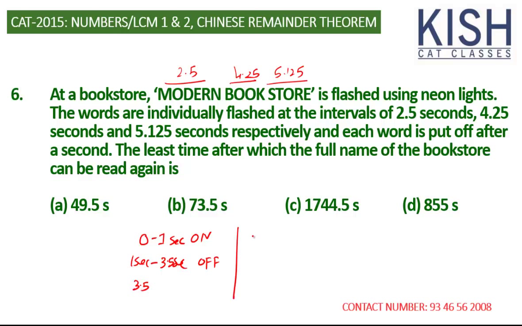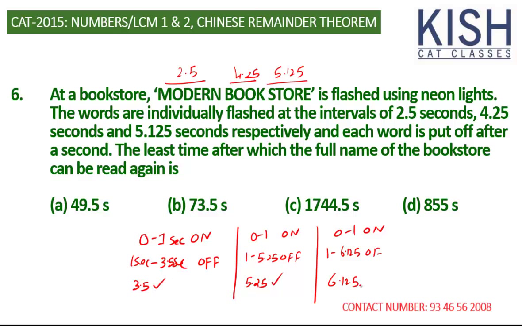The second is the same case. 0 to 1 on, then 1 to 5.25 off, then it starts again at 5.25. So the gap is 5.25. The third one is the same: 0 to 1 on, then from 1 to 6.125 it's off, so it starts again at 6.125. So the gap for the first one is 3.5 seconds, for the second one 5.25, and for the third one 6.125. So we know the time intervals.